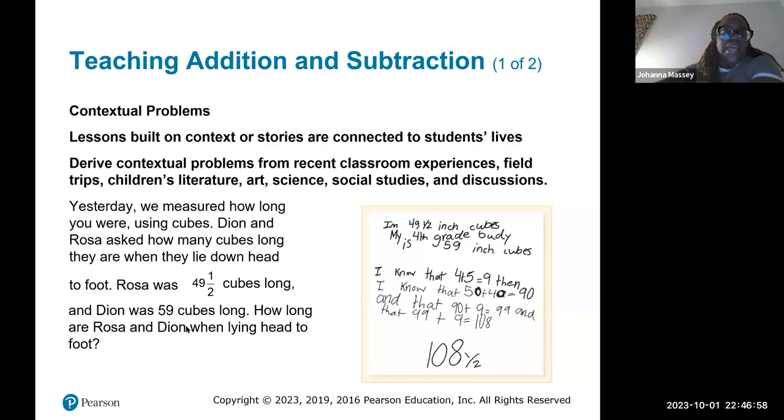Dion and Rosa asked how many cubes long they are when they lie down head to foot. Rosa was 49 and a half cubes long, and Dion was 59 cubes long. How long are Rosa and Dion when lying head to foot? So think about that. Put it together and make it relevant to them. It could be something outside the classroom or inside the classroom. You could take daily data, and we do that a lot. We can take our data and come up with contextual problems to teach addition and subtraction.